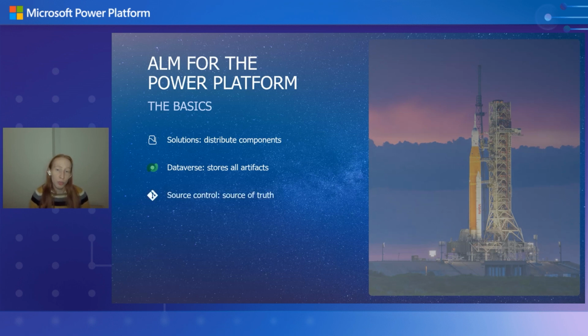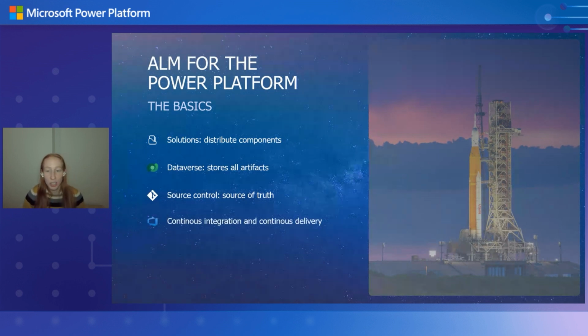You also need source control because you need a source of truth. You need a way to know what the latest version is of your application. You need to store it so that you can also revert back to it, that it's kind of your backup basically, and it can also help you collaborate on the different components that you create. And then lastly, you will need a continuous integration and continuous delivery system, such as Azure DevOps, that will allow you to automate build, test, and deployment actions.